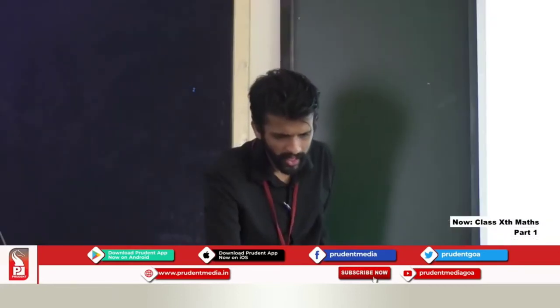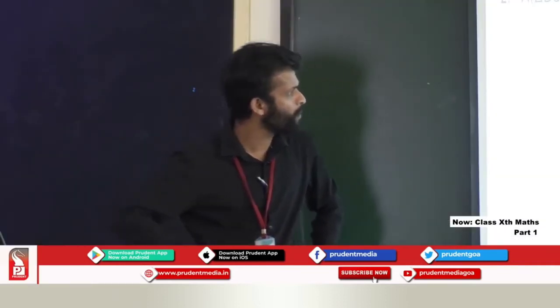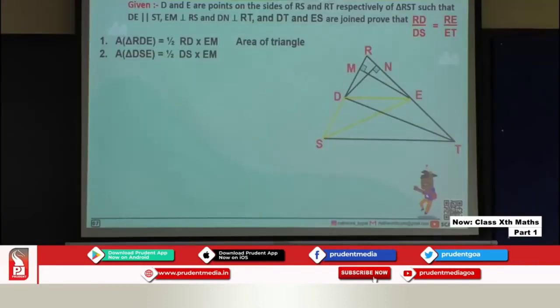Next, in the second step, we will consider the triangle DSE. The area of triangle DSE will be half base into height. In this case my base is DS and height is EM. But why EM? EM is already outside the triangle, right? Then how am I considering that as the height?